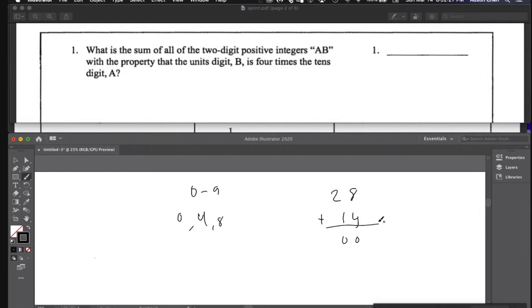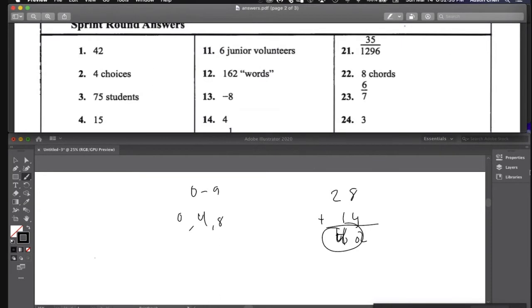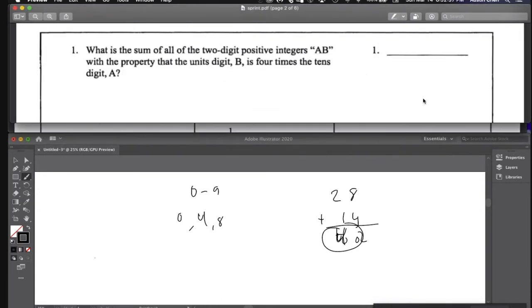So then we just add these. We have 14 and 28, and we have just 42. And then yeah, we see that our answer is 42. So there we go.